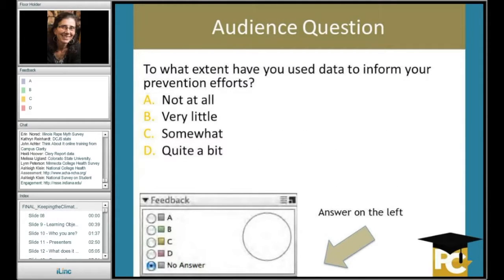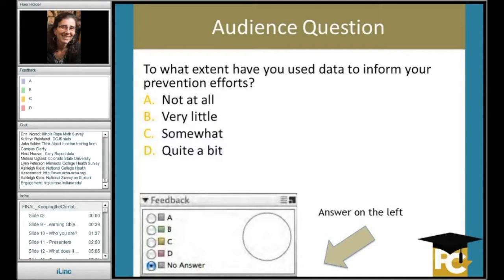Great. So we want to hear from you all again. I'm going to put up our feedback box in the bottom left-hand corner. To what extent have you used data to inform your prevention efforts? A, not at all; B, very little; C, somewhat; and D, quite a bit. Please choose the answer that best represents to what extent you've used data to inform your prevention efforts. I should be sharing the results already, so Jane, you can see what's coming in.